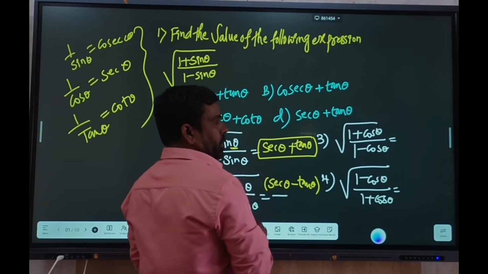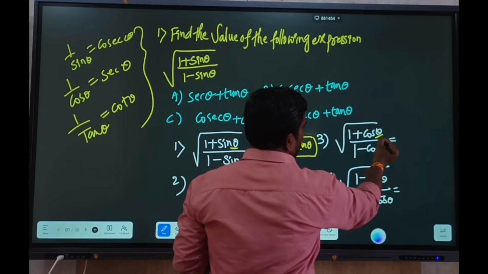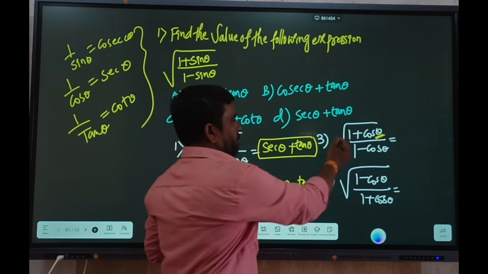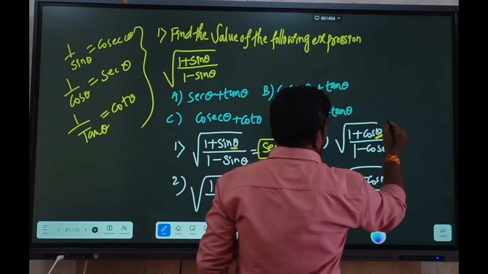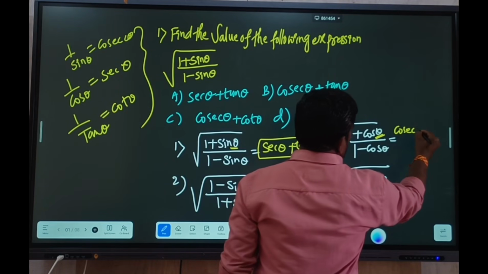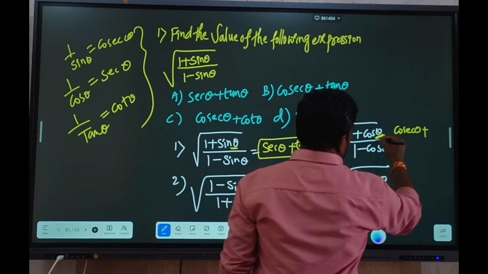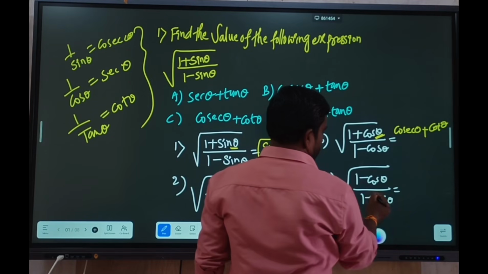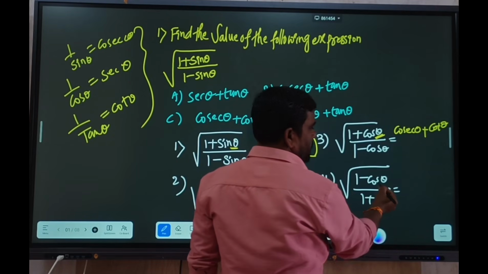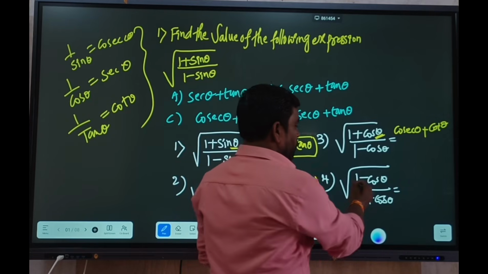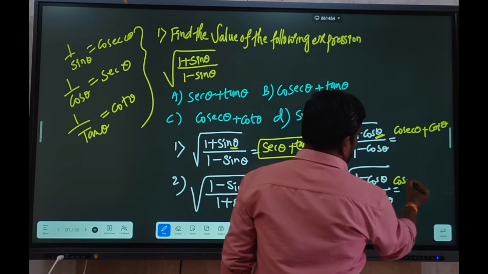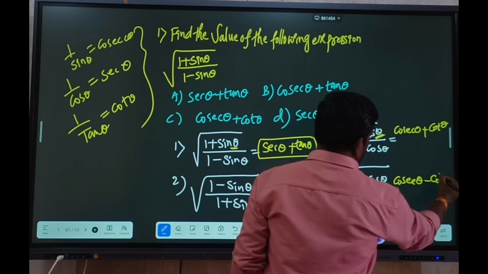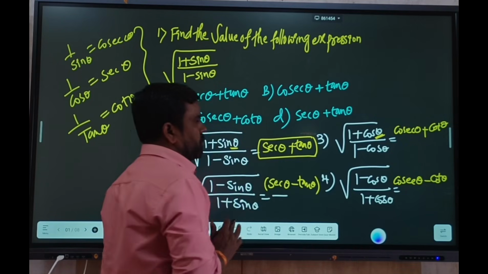It is finished. Remaining: 1 plus cos. Here, given the cos, that time divide by sin theta. 1 by sin is cosecant theta, plus cos theta by sin theta, cot theta. Then 1 minus cos: divide by sine, 1 by sine is cosec theta, minus cos theta by sin theta, which is nothing but cot theta. This is most important here.